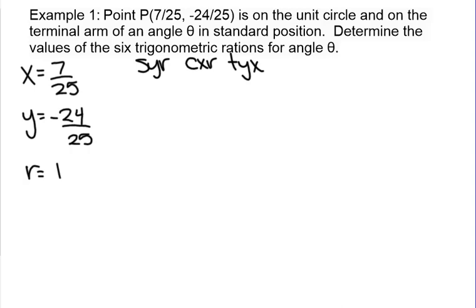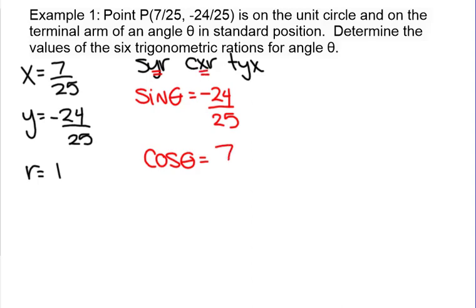Our sine of theta is equal to y divided by r. And in this case, because our r is 1, it's just going to be negative 24 over 25. Our cosine, cosine is x, so 7 over 25.